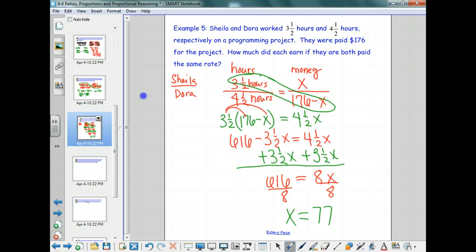What was the question asked? How much did each earn? So right now, I only have one answer. What part did I answer? Sheila. So I need to specify then which one did what. So Sheila earned $77. How about Dora?